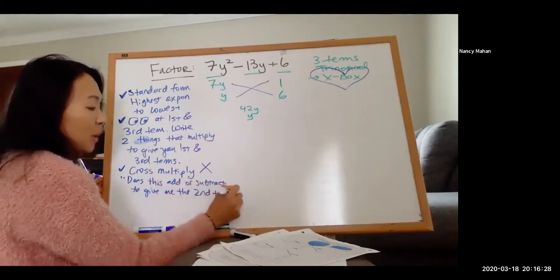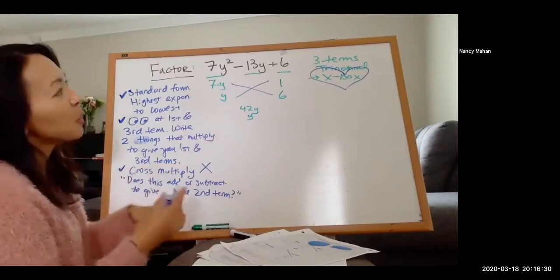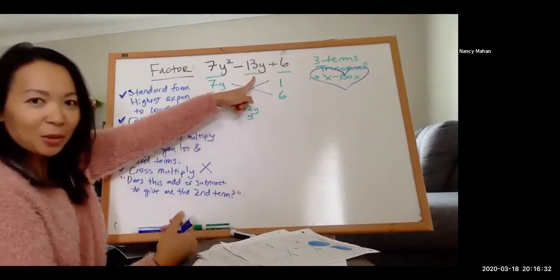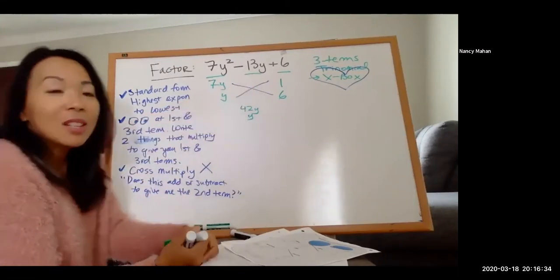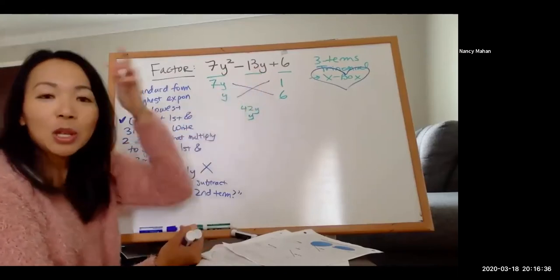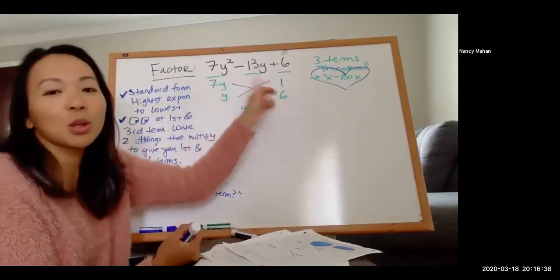So that's what you want to be thinking in your head. So you might be wondering, what is this middle term good for? Well, this negative 13y is really important because it's going to tell you whether you chose the right numbers or not.